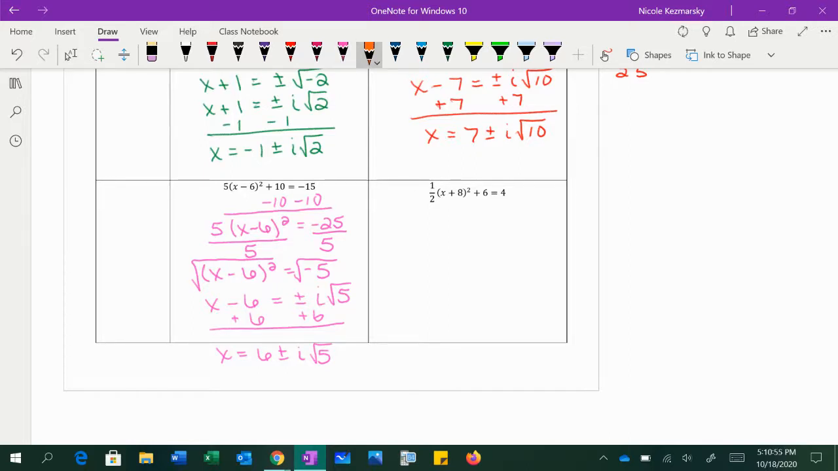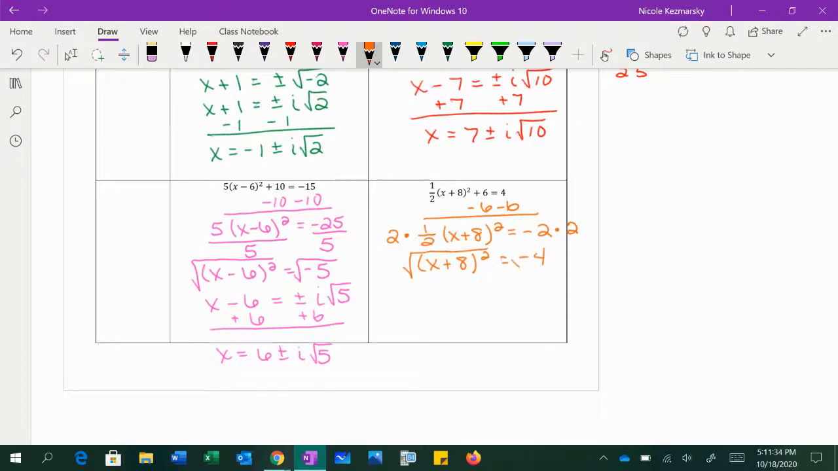For this next one, we've got a 1/2 multiplying and we've got a 6 adding. So we're going to move the 6 first, just like normal. So minus 6. So we've got 1/2 times x plus 8 squared equals -2. To get rid of a fraction, what I like to do is look for the bottom number and always multiply by the bottom number first. So the bottom number is 2. So I'm going to multiply both sides by 2. And I'm going to say x plus 8 squared equals -4.